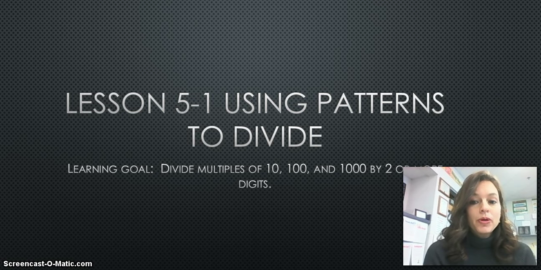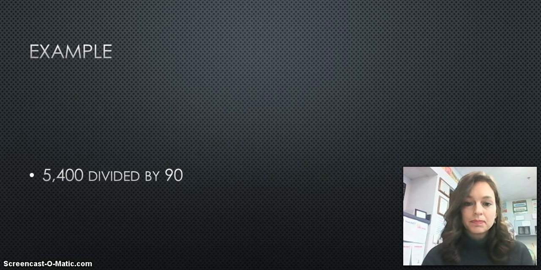Welcome to lesson 5.1, using patterns to divide. Our learning goal is to divide multiples of 10, 100, and 1,000 by 2 or more digits.